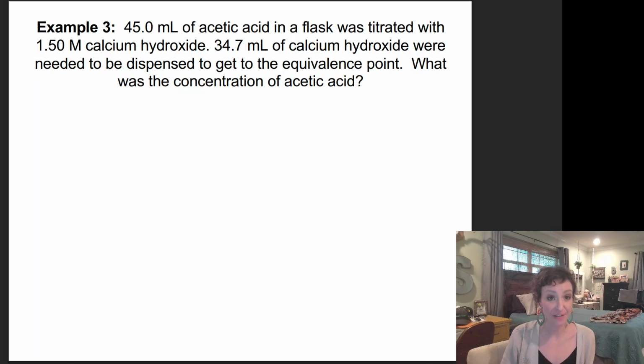It says 45 milliliters of acetic acid in a flask was titrated with 1.50 molar calcium hydroxide. 34.7 milliliters of calcium hydroxide were needed to be dispensed to get to the equivalence point.